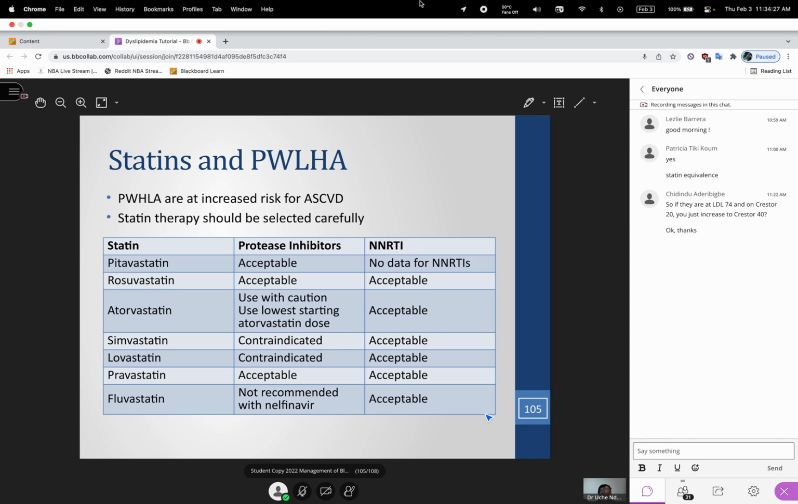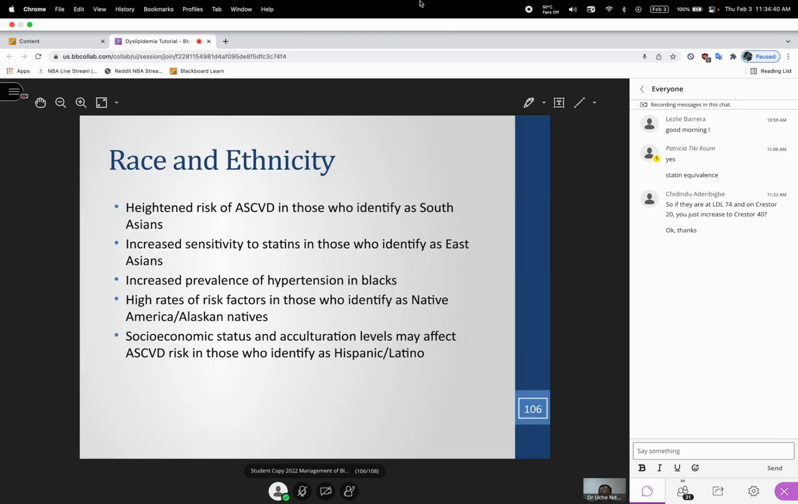Both of those, and I hope you guys learned this, are metabolized a little bit differently. So whenever there is a problem and a patient needs to be on a statin, you're generally pretty safe going with pravastatin and rosuvastatin.